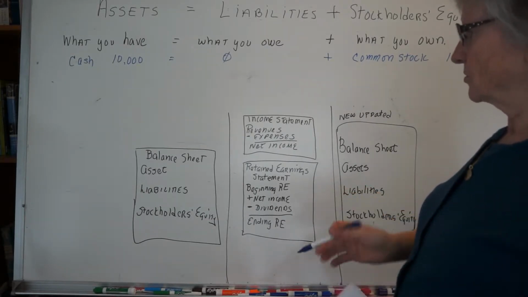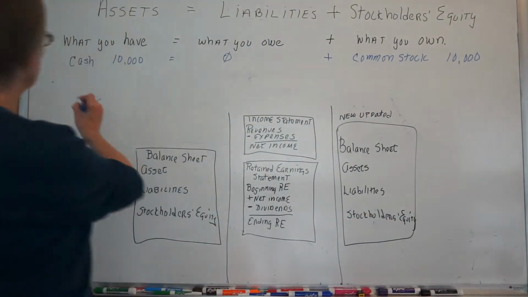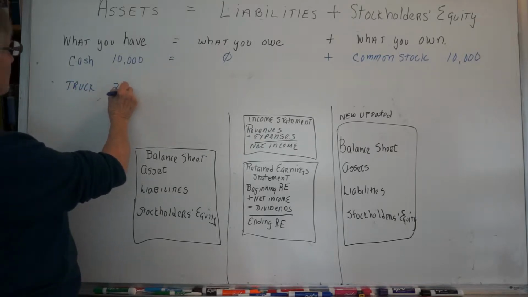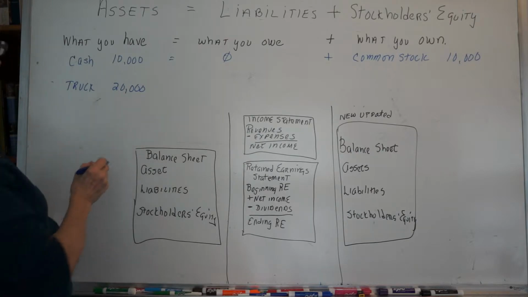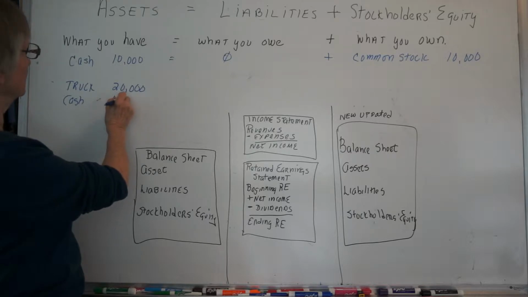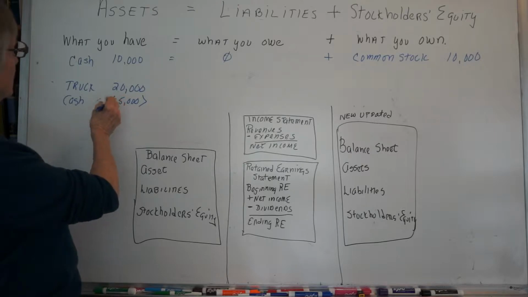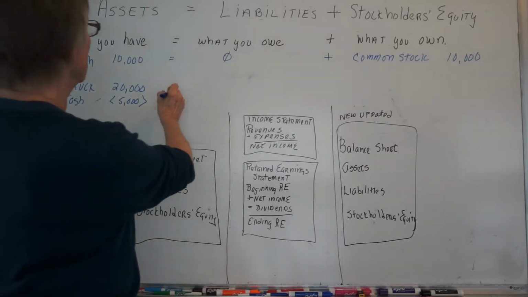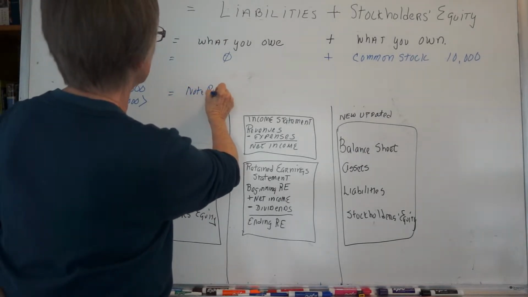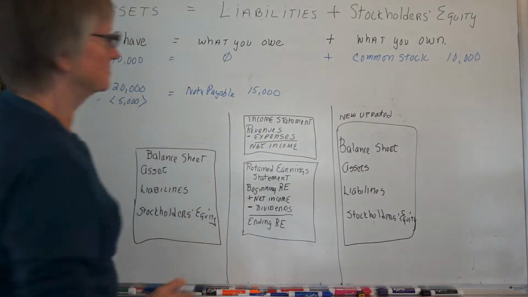Okay, so we go out and we buy a truck. A truck is another asset. Okay, so we're going to buy a truck. So let's say the truck cost $20,000. We have a $20,000 truck. So maybe we had to put down $5,000 in cash to get it. Okay, so there's the $5,000. Cash went down $5,000. And then we took out a note payable for the rest. So now we have a liability, a note payable on the truck for $15,000. Okay, let's not get too crazy here.